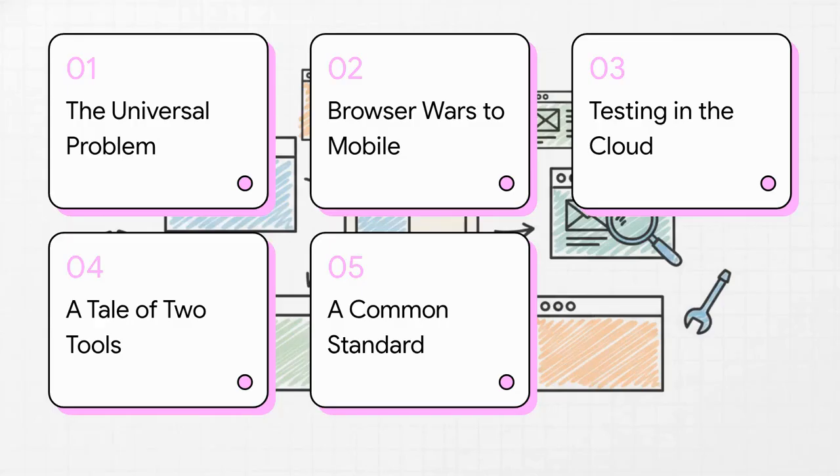So here's the game plan. First, we'll define what this universal problem really is. Then we'll do a little time travel to see how we got here. After that, we'll check out the modern cloud tools developers use to fight back, pit two of the biggest ones against each other, and finally, explore a new approach that might just fix this whole mess for good.